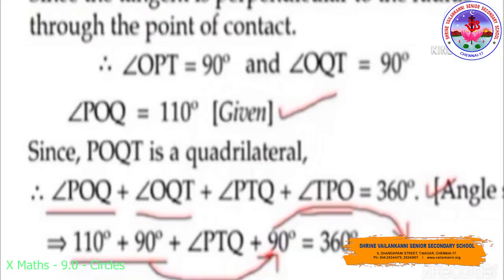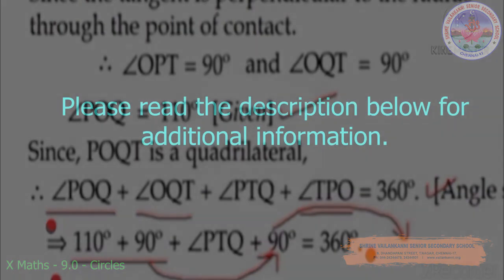As I said, by theorem 10.1, since the tangent is perpendicular to the radius through the point of contact, we get angle OPT is equal to 90 degree, angle OQT is equal to 90 degree, angle POQ is equal to 110. So POQT is a quadrilateral. I am going to use the angle sum property of the quadrilateral, where the addition of four angles in a quadrilateral equals 360 degree. I will be getting 110 plus 90 plus angle PTQ plus 90 degree is equal to 360 degree. Angle PTQ is equal to 360 minus 290, which is equal to 70 degree.